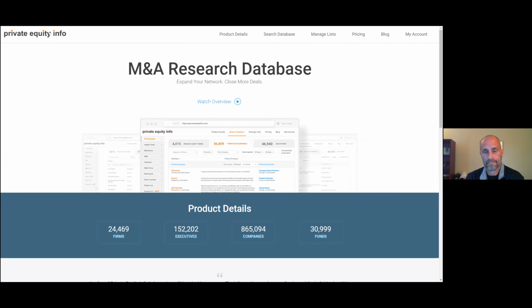So can you see the website now? We can see the website. Yeah, it fills the screen. Great. So I'm on private equity info right now. I'm logged in already. And what I want to do is just go to search database.